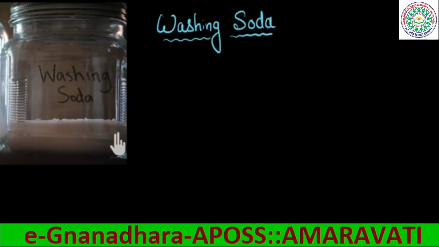We use this to clean our clothes and remove dirty stains. And if you specifically do not have this powder, then you might be using some detergent or washing soap, which are made up of washing soda. So let's see what exactly is washing soda and how is it made and what are its uses.